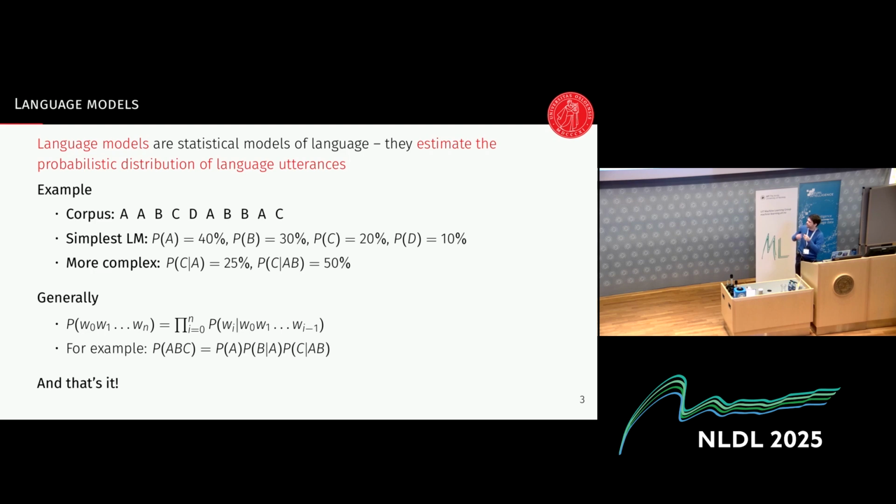We factor the probability into these products of conditional probabilities. So for example, the probability of A, B, C, right after each other, is equal to the probability of A times the probability of B given A times the probability of C given AB. And we could basically end the slides right here, because this is language modeling in theory.